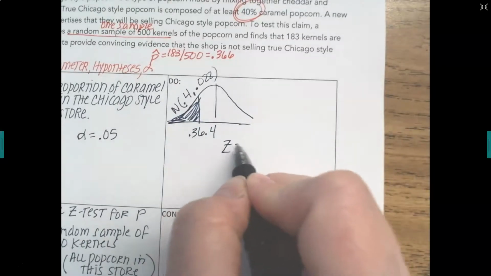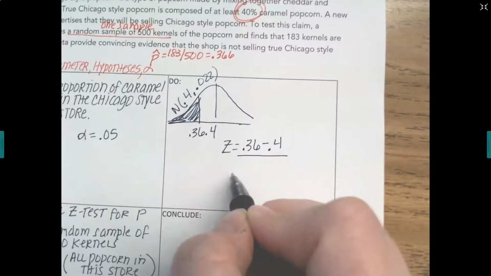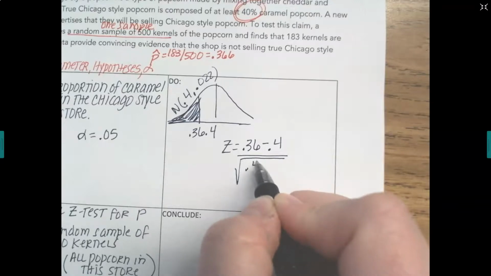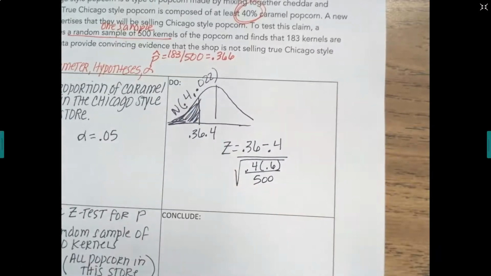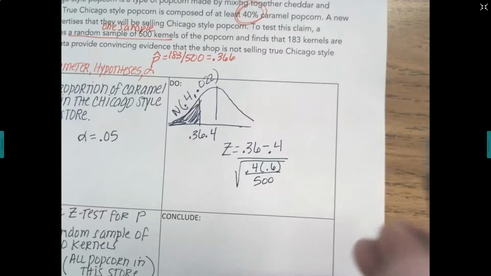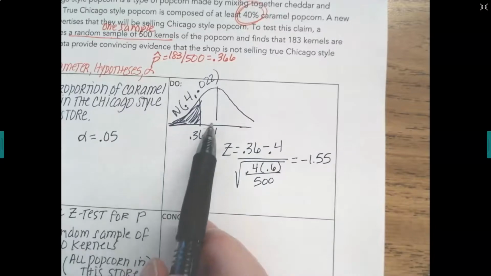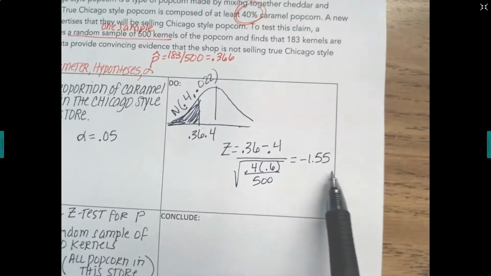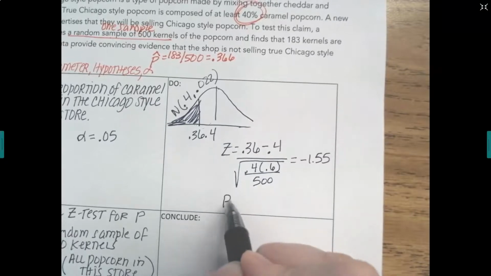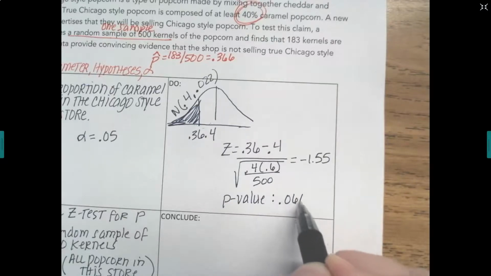So when we find our z-score, you take our statistic minus our parameter and divide it by the standard deviation, which will be the square root of 0.4 times 0.6 divided by 500. This is where the 0.022 came from, and I got a z-score of negative 1.55. I was expecting the negative z-score because my boundary is below 0.4, so I knew it was going to be a negative. When I look up negative 1.55 on table A, I get a p-value of 0.0603.